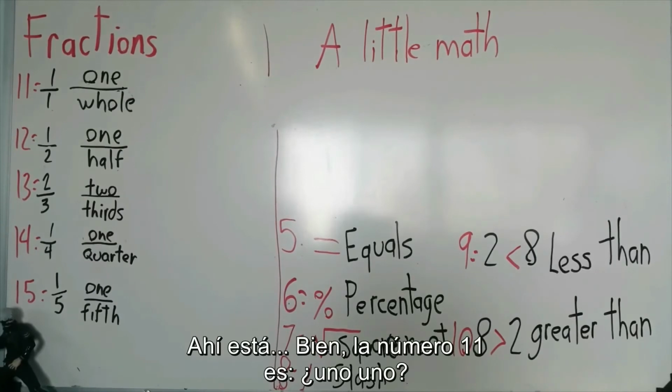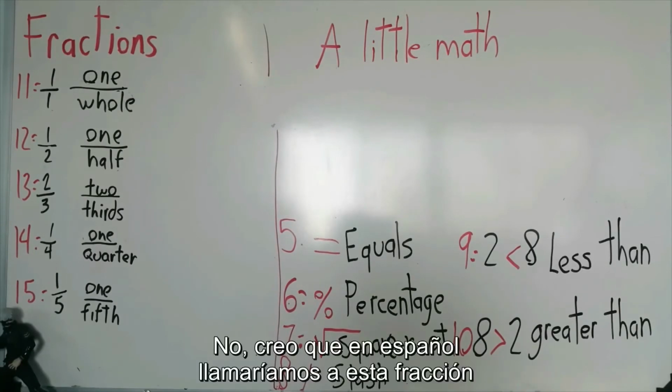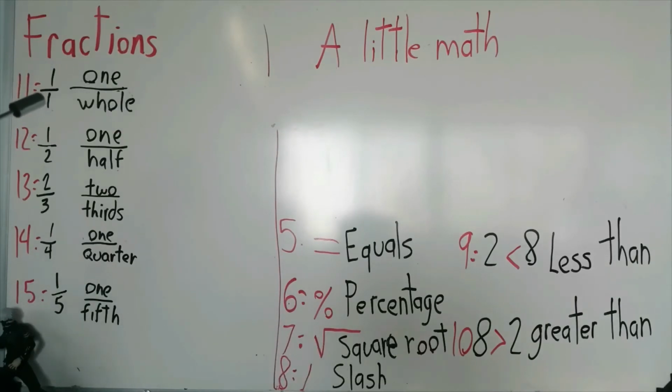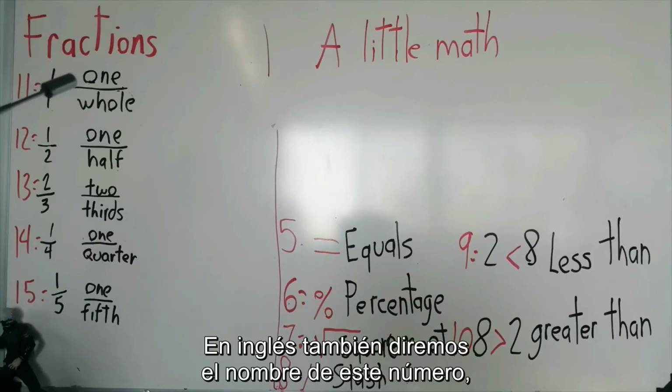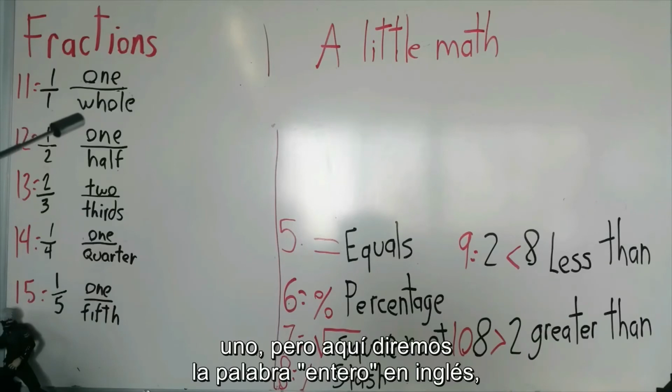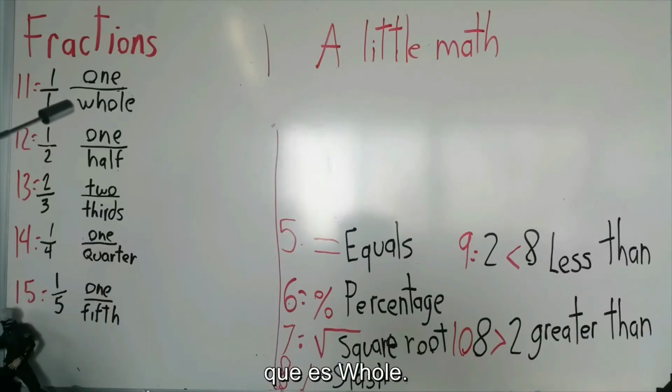Okay, number 11 is 1, 1. No, I think in Spanish we call this fraction un entero. So it also changes in English. In English we are going to say exactly the name of this number, 1, but here we are going to say the word entero in English, which is whole. 1 whole. Okay, un entero.